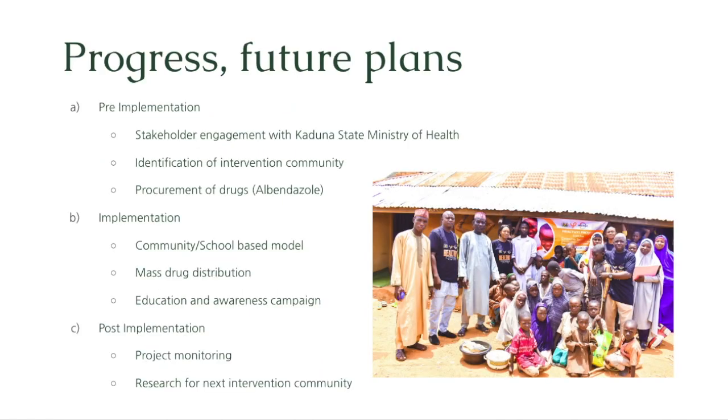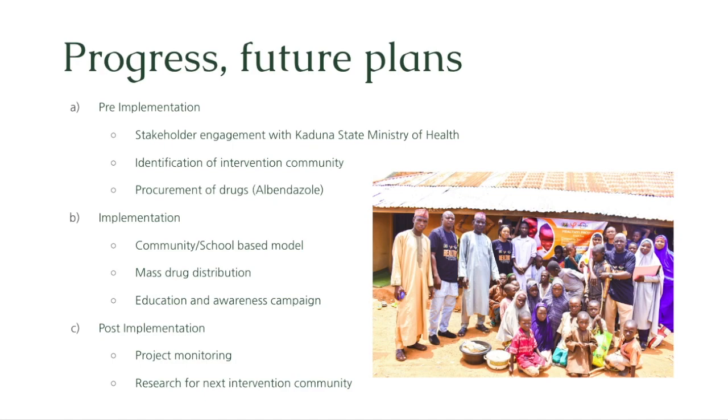So, how far have we come with these missions, and what are our future plans as of now? Our project can be broadly divided into 3 parts: pre-implementation, implementation, and post-implementation. Stakeholder engagement with the Kaduna State Ministry of Health takes place first, following the identification of the intervention community. Our first target community is the Kaduna State of Nigeria.